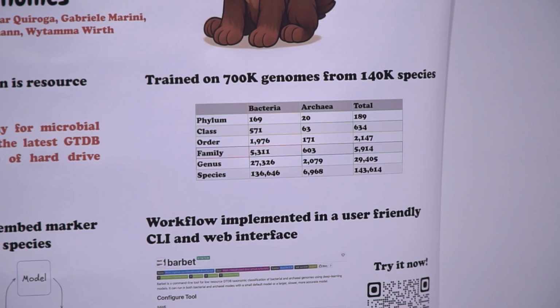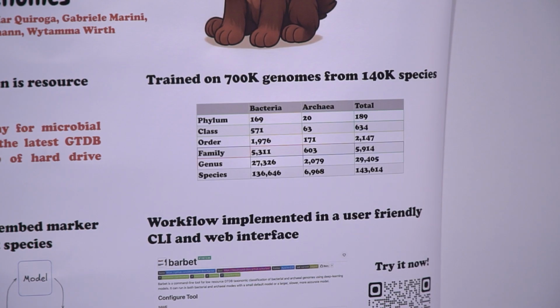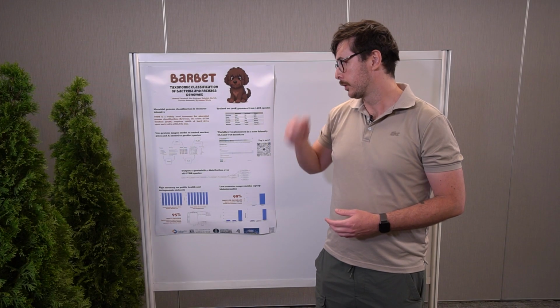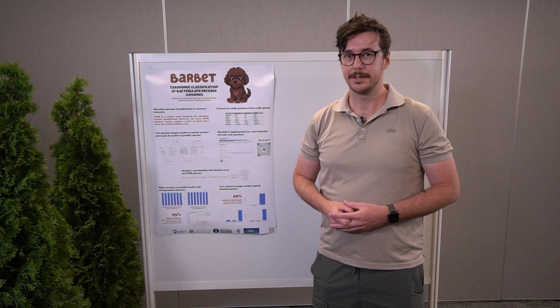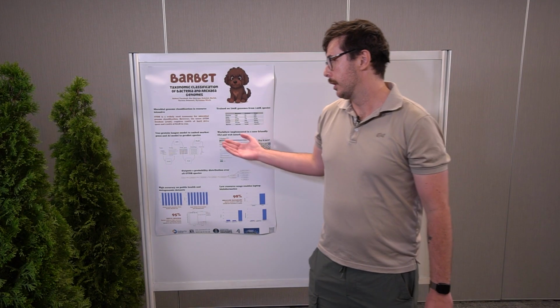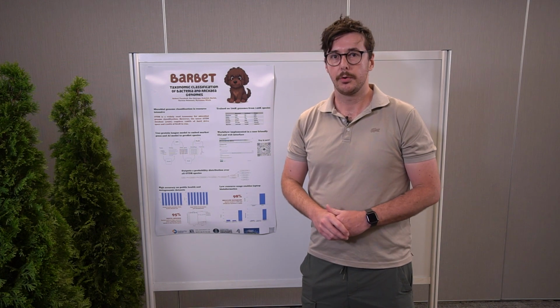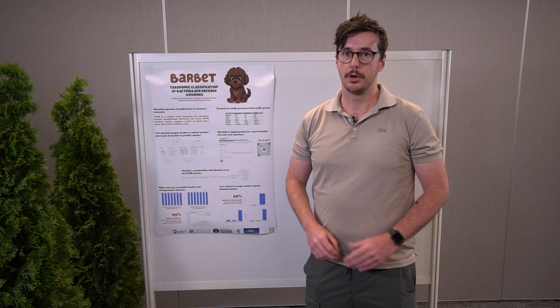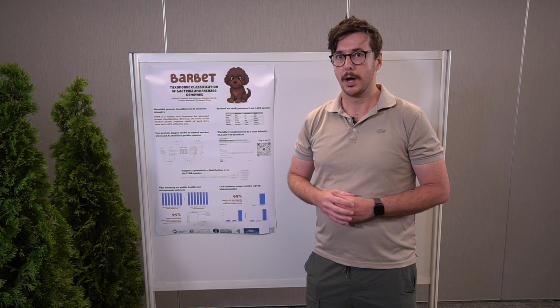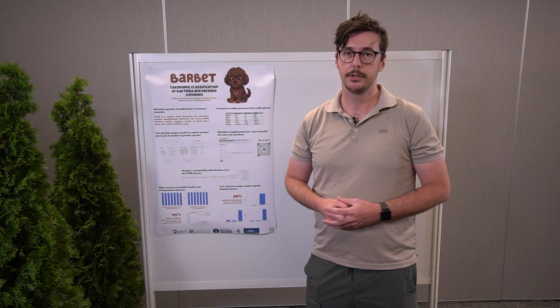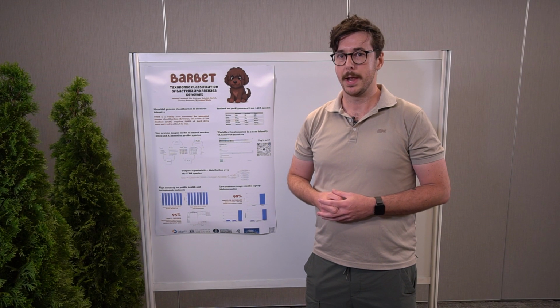We trained this model on over 700,000 genomes from 140,000 different species using the latest GTDB database. The model uses a protein language model internally to embed the genomic sequences and then a further deep learning model to build a hierarchical representation of these genome embeddings.